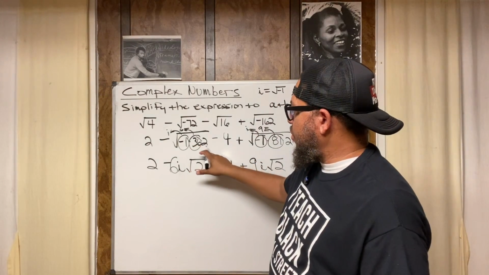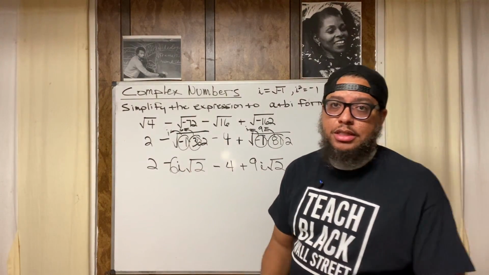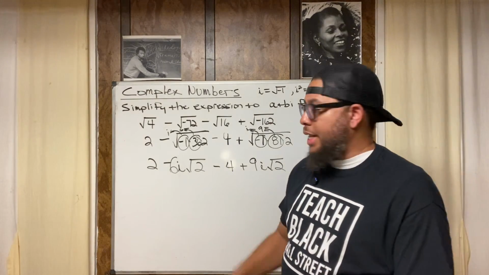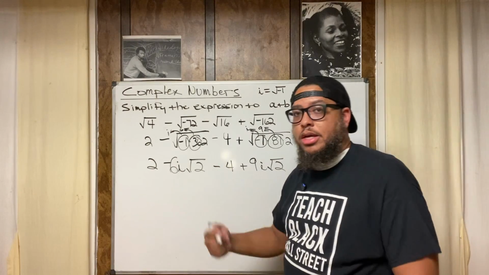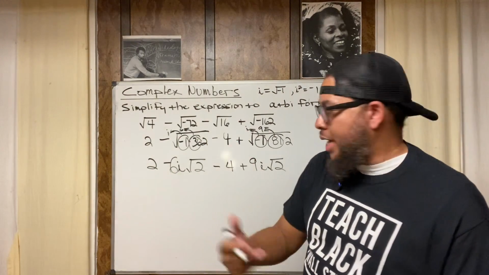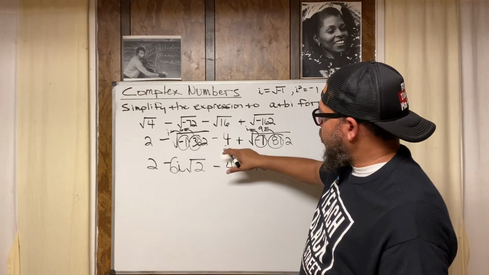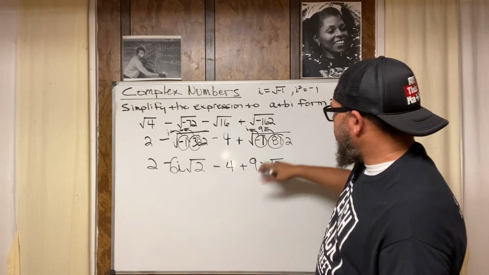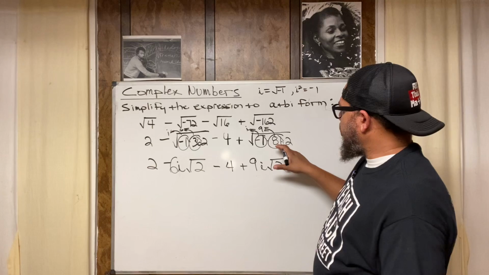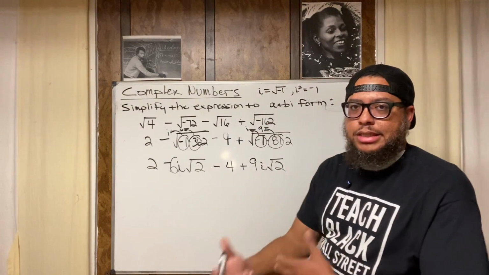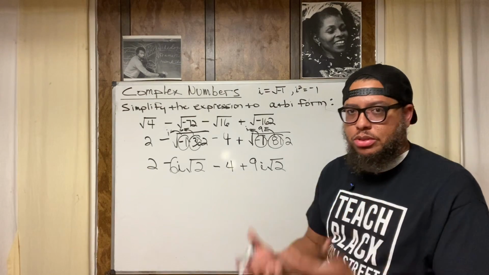Where does 36 come from? Oh, I changed 72 into 36 times 2. Why? Because 36 is a perfect square, and that's what I want. I need a perfect square inside the radicand so I can take the square root. That's why I do that. Where does 4 come from? Square root of 16 is 4. Minus 4 again. Where does 9 come from? Oh, 81. Square root of 81. Where did 81 come from? I broke 162 down into 81 times 2.